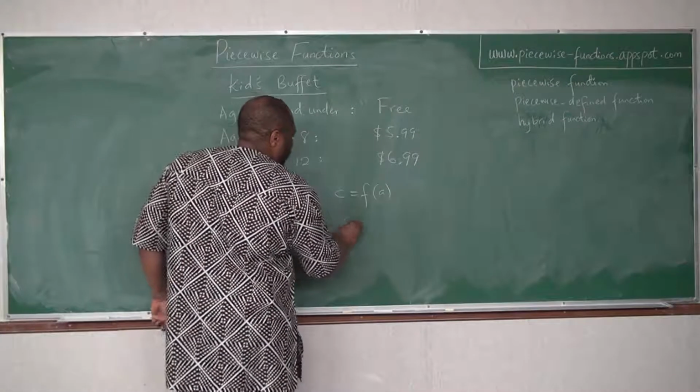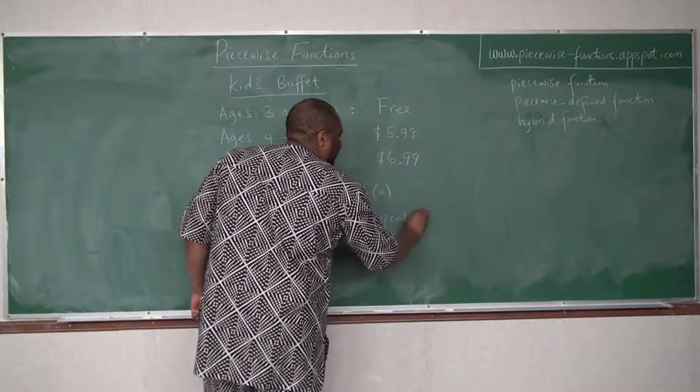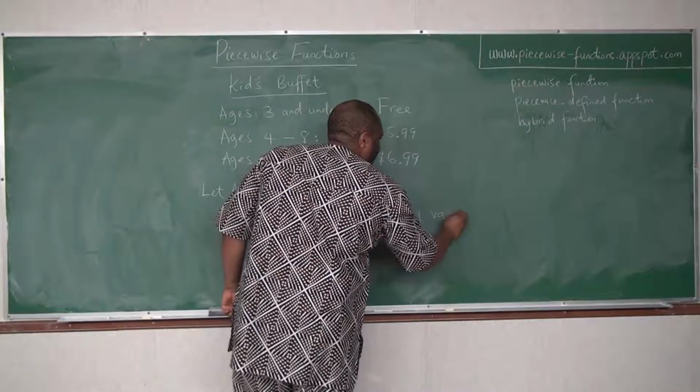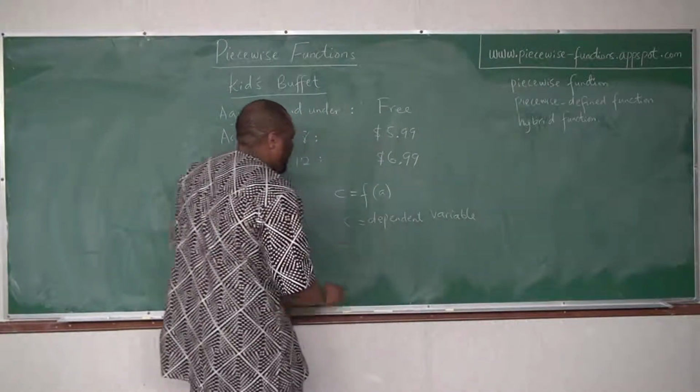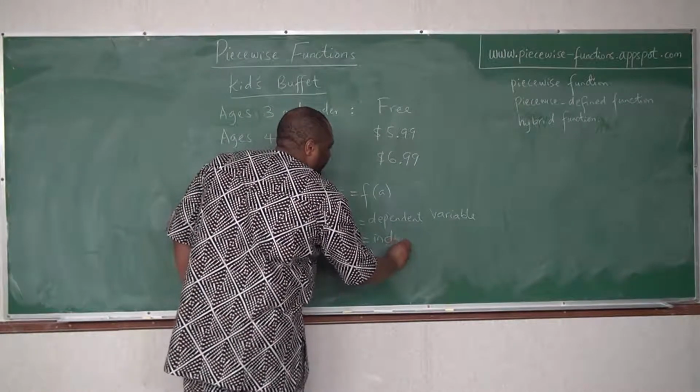Now C is what we call the dependent variable. And then the age is the independent variable.